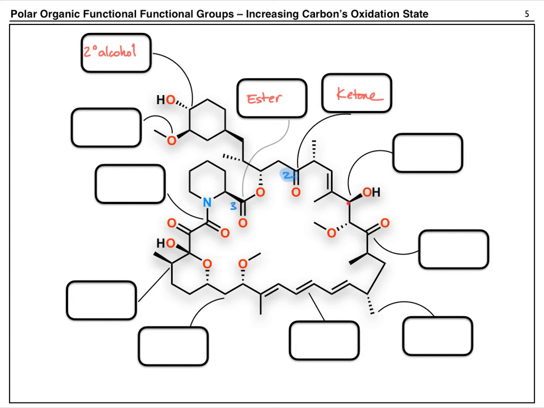Coming over now to this carbon, there's a single bond to a heteroatom, so we're at oxidation state 1. We have an OH group, so it's an alcohol. This carbon has 1, 2 bonds to other carbons, so this is a secondary alcohol. Now coming over to this box, we have 1, 2 bonds. This carbon's at oxidation state 2. It's bonded to carbon and carbon, so that means it's a ketone.